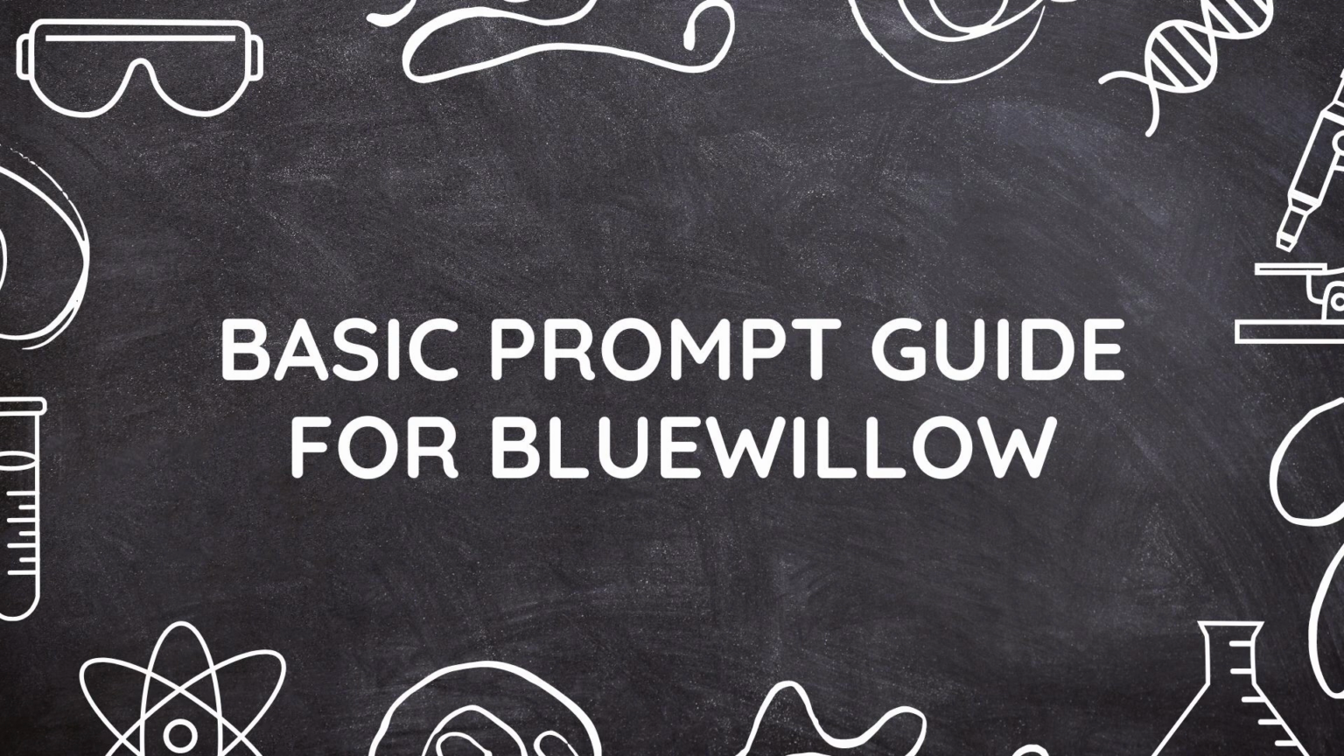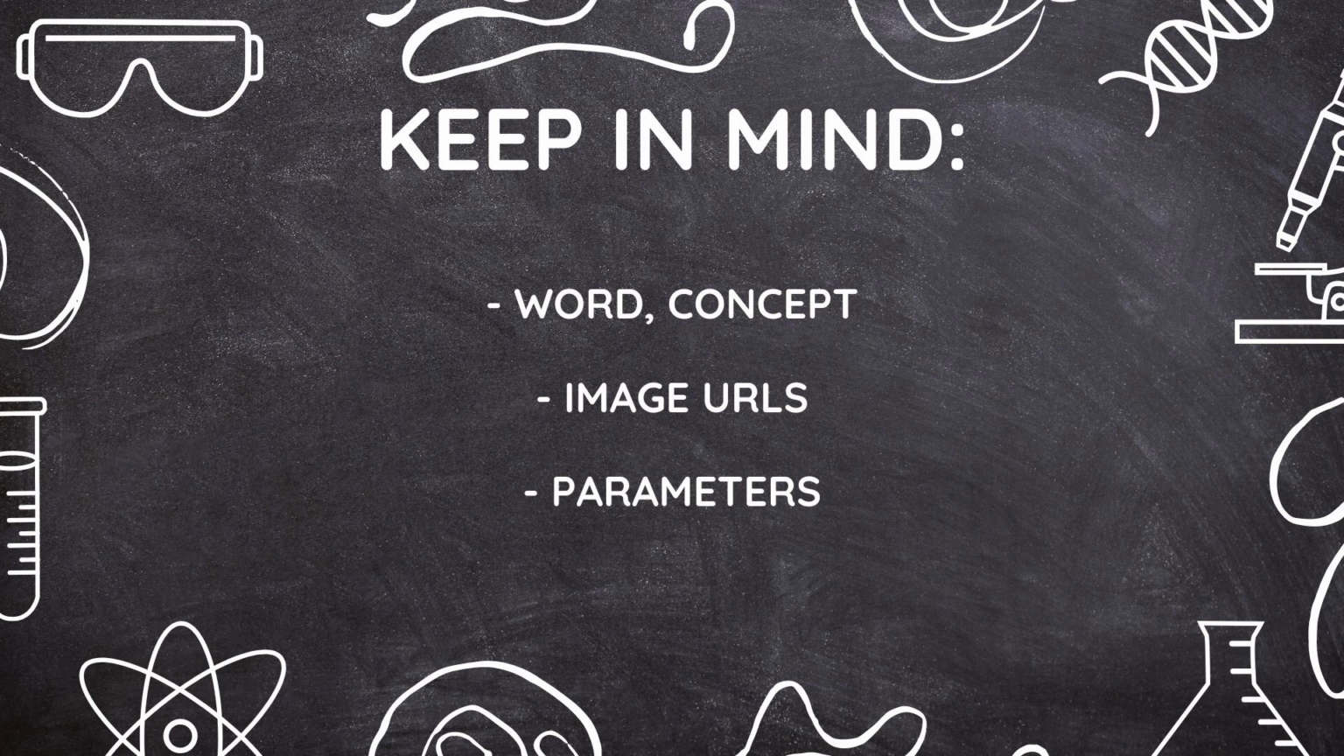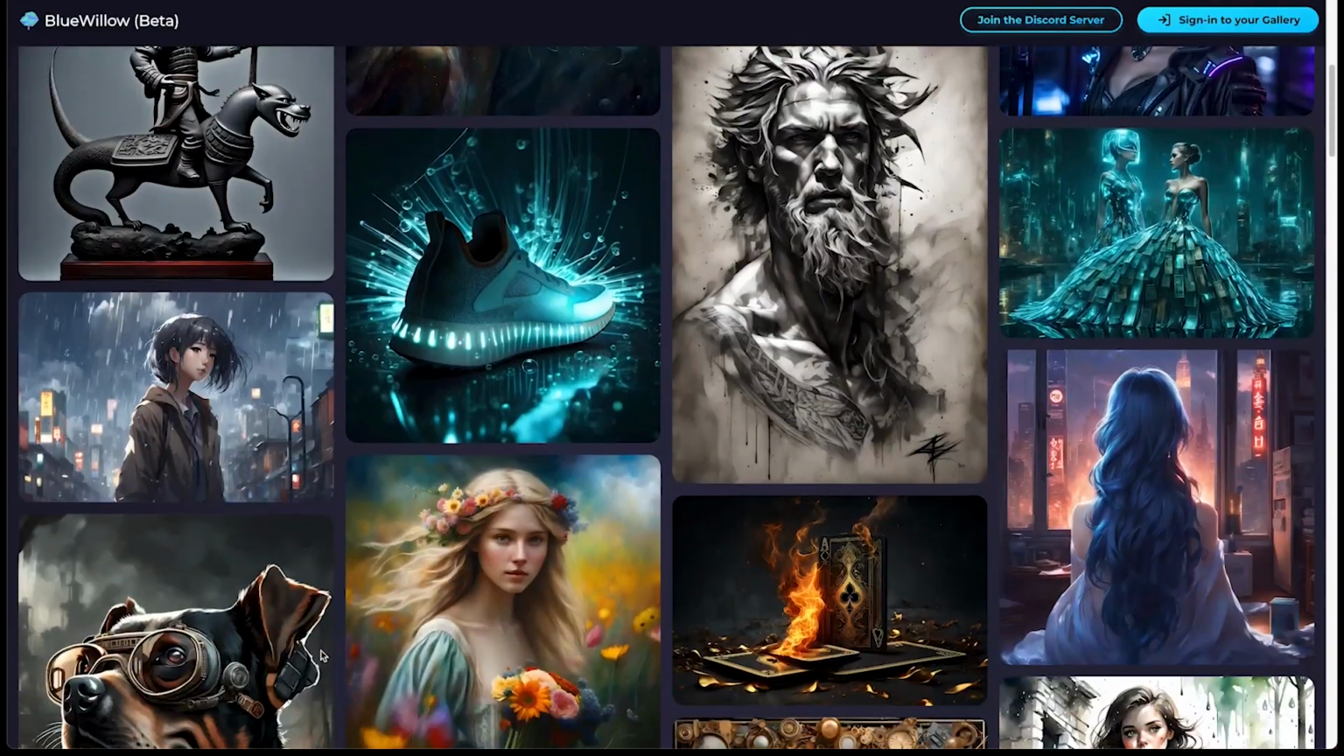Let's go with a basic prompt guide for Blue Willow. When you provide a prompt to the Blue Willow bot, it generates an image based on the text you've entered. To do this, the bot breaks down the prompt into smaller parts, called tokens, which it then compares to its training data. By using a carefully crafted prompt, you can encourage the bot to produce unique and interesting images. A basic prompt can be a word, a phrase, or an emoji. Detailed prompts can include one or more image URLs, multiple text phrases, additional information, or one or more parameters, allowing for even more nuanced and intricate image generation by the Blue Willow bot.